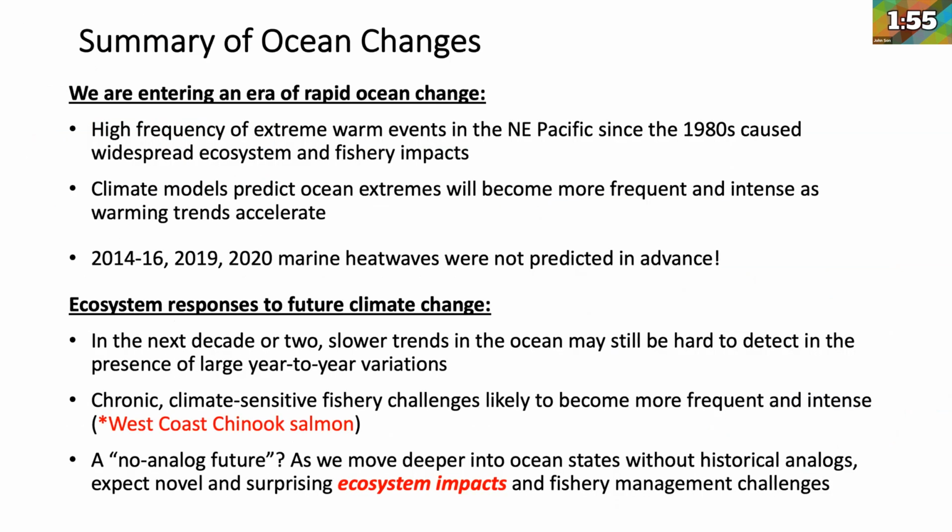And just to quickly summarize, we're entering an era with very rapid ocean changes. High frequency of warm events in recent years caused widespread impacts on marine life and fisheries, and these trends are predicted to continue, and our ability to forecast them in advance is not there yet. Even on this interannual variation, we're not able to do that with high skill. And I also think that in the next decade or two, the slower trends in the ocean are going to be overwhelmed by the short-term variations, and that we're going to continue to see large year-to-year changes.